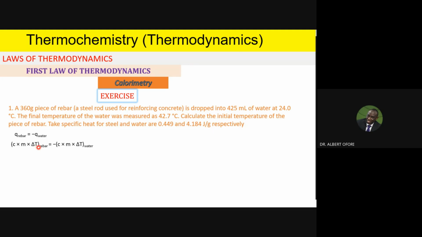But the same way, I have the specific heat capacity of water. I know the mass. How did I get the mass of water? The density of water is approximately 1, so that then becomes the mass of water. Now, what is the change in temperature? Okay, so I can do that calculation.